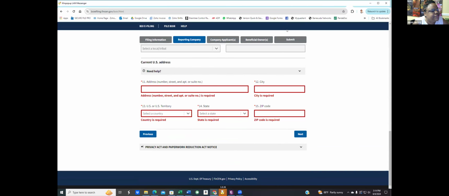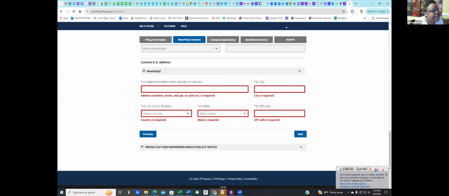Oh, current US address. Okay, so let me put that in. Okay. And just putting in the address. Maryland. Zip code 20705. Okay, next, next, next.